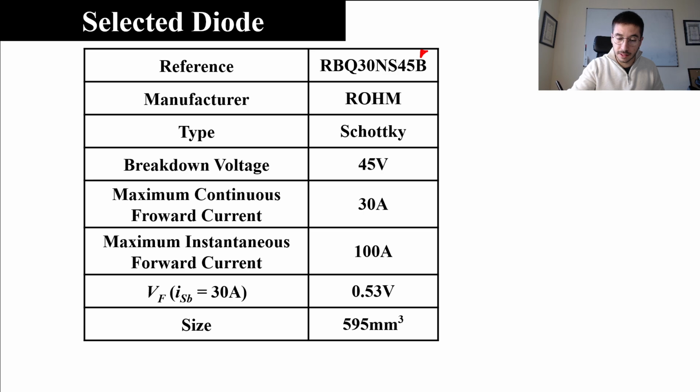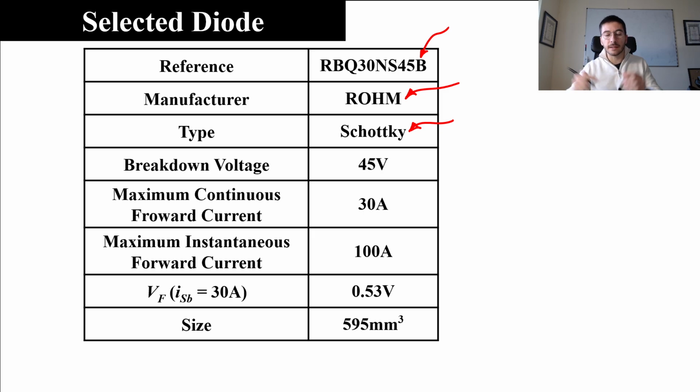I have this specific reference. Okay, this is the name of the diode I have chosen. The manufacturer is ROHM, which is a very popular company, and this is important. This type of diode is a Schottky device. So why did I choose a Schottky diode? I choose a Schottky diode because Schottky diodes in general offer very low forward voltage drop when the device is on, and they are very fast in terms of switching.